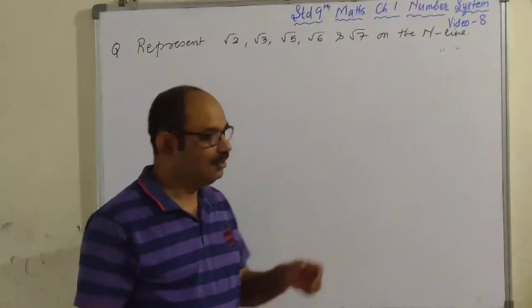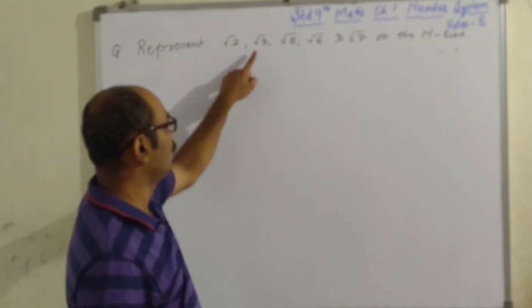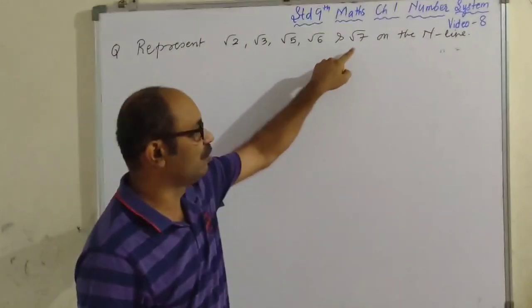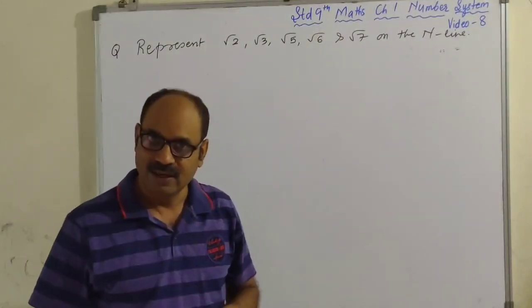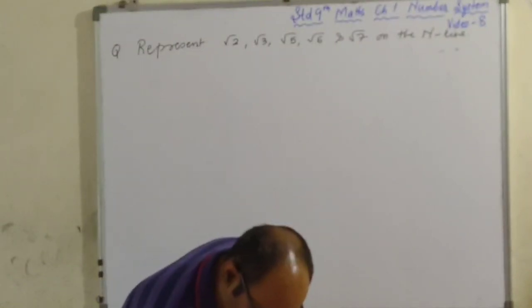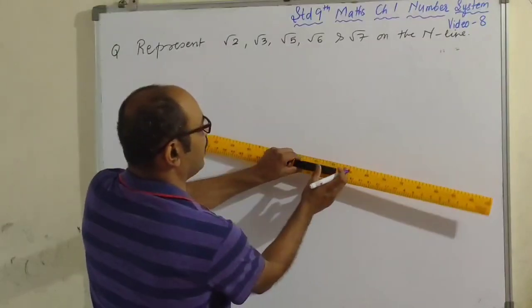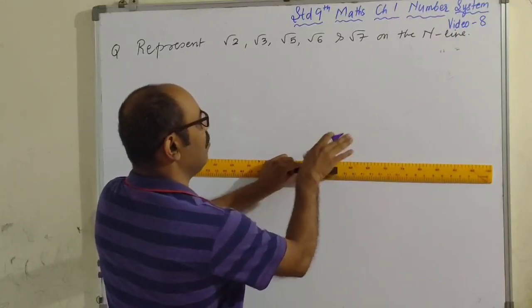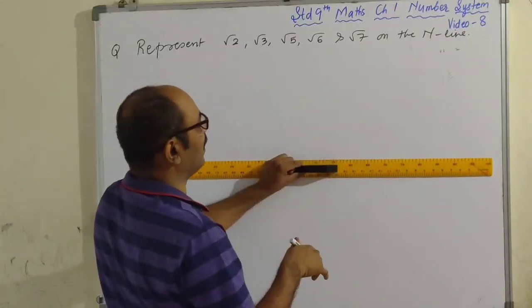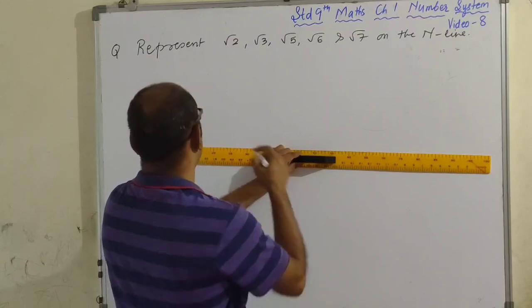Okay, then let's start. Represent root 2, root 3, root 5, root 6 and root 7 on the number line. Today I'll draw that number line a little bit down here, in the middle of the page. Take care, because above the line I'm going to do the construction work.